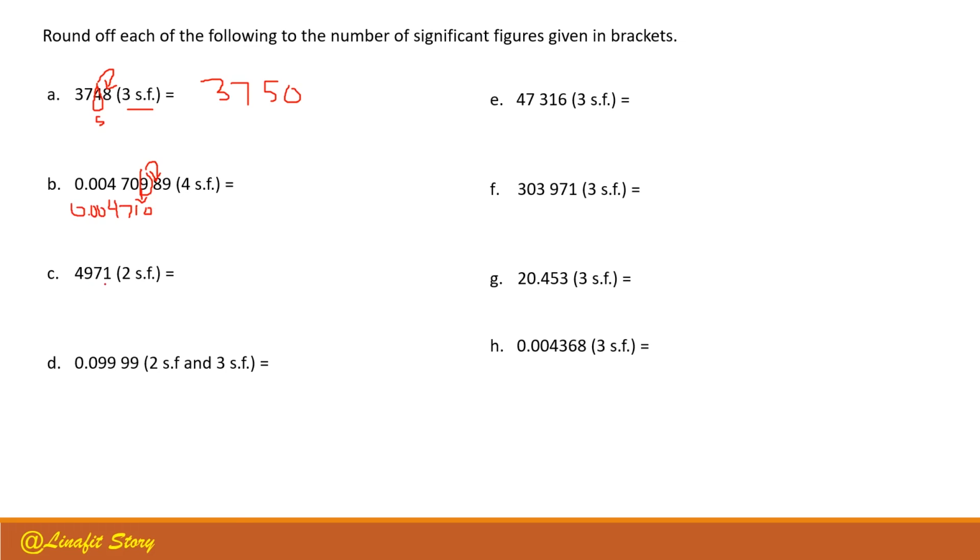Next, 4,971 to two significant figures. So this is 1, 2. After 9 is 7. So round up. 9 plus 1 is 10. So the answer is 5,000. Next, 0.09999 to two significant figures. This is 0.10. How about three significant figures?